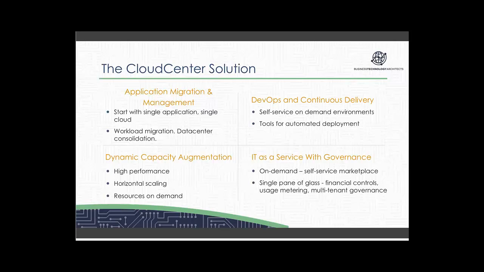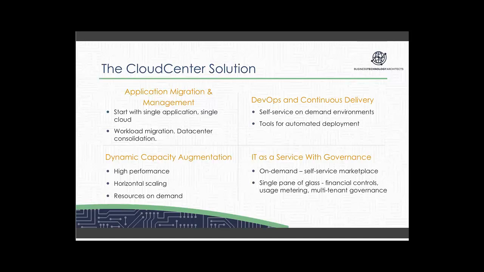Dynamic capacity augmentation is another common use case that we've run across. In order to provide high performance on demand, CloudCenter has a lot of built-in features such as elastic scaling that can help augment capacity for sudden bursts in demand.